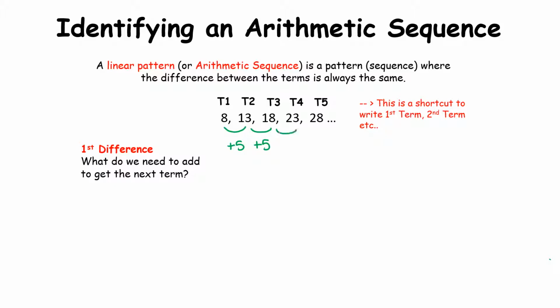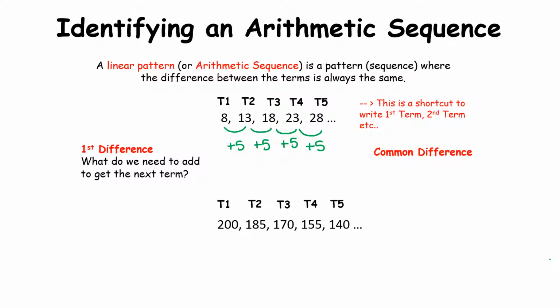I add 5. What do I add to 18 to get to 23? I add 5. And what do I add to 23 to get to 28? Again, that's 5. So that is what we call the first difference, and because that is the same, we call that the common difference. So it has what we call a common first difference, and that is how we identify an arithmetic sequence. If a sequence has a common first difference, then it must be an arithmetic or linear sequence.